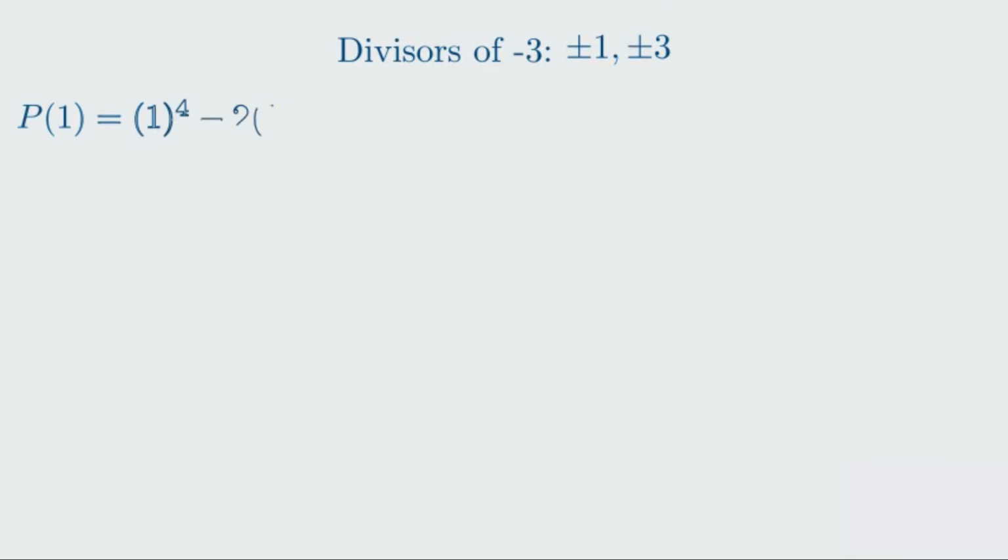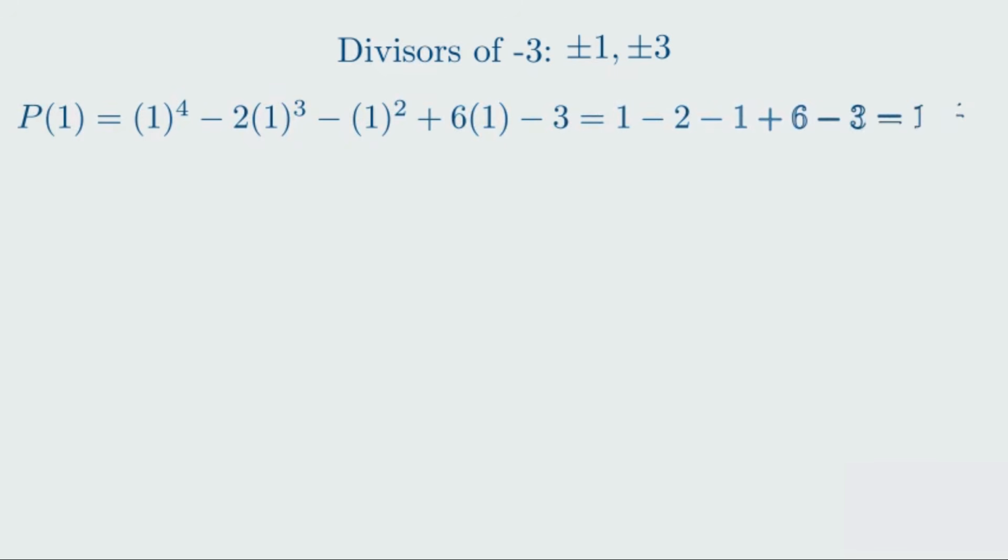We test the divisors of 3. The divisors are plus or minus 1 and plus or minus 3. Let's try plugging in 1 for u. 1 to the fourth minus 2 times 1 cubed minus 1 squared plus 6 times 1 minus 3 equals 1 minus 2 minus 1 plus 6 minus 3. This simplifies to 1. Since it's not 0, 1 is not a root.